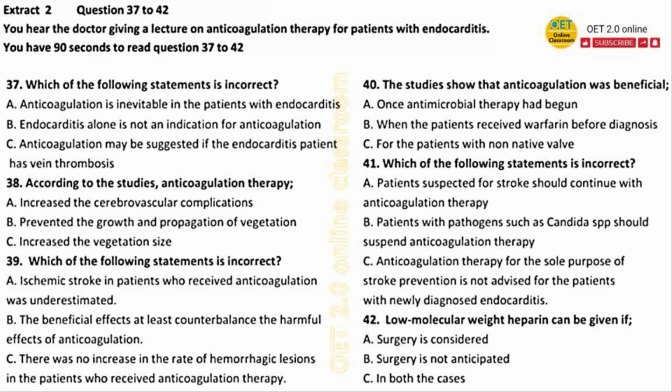Extract 2. Questions 37 to 42. You hear the doctor giving a lecture on anticoagulation therapy for patients with endocarditis. You have 90 seconds to read questions 37 to 42.